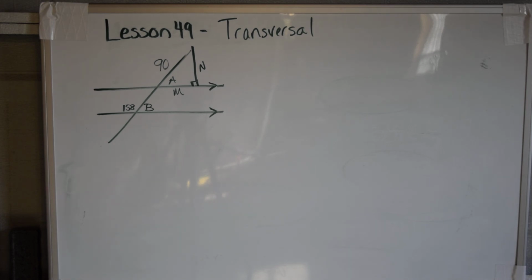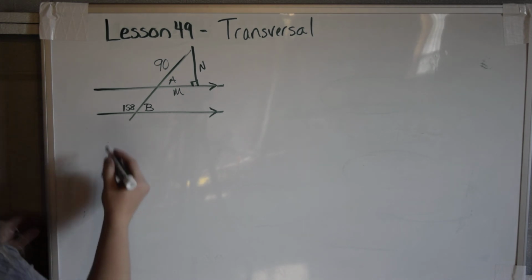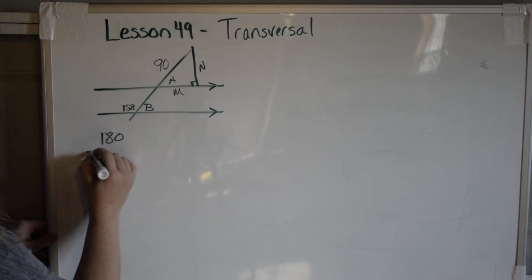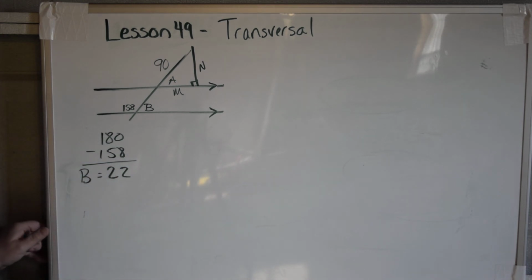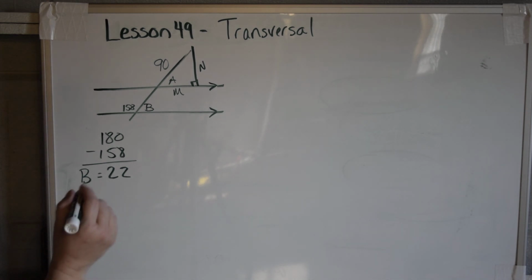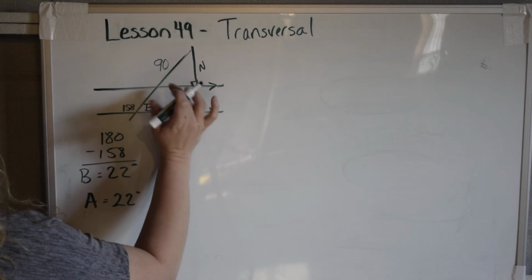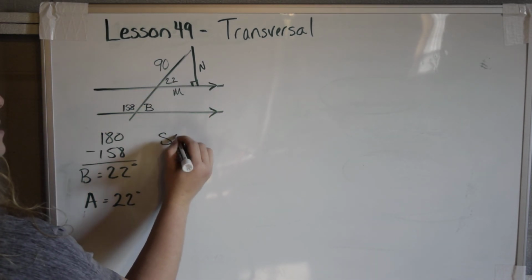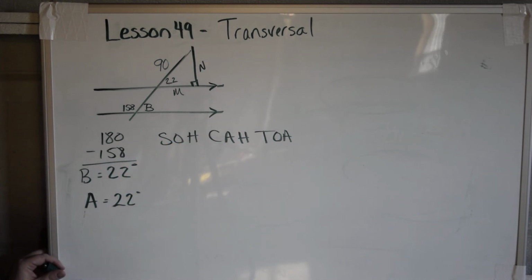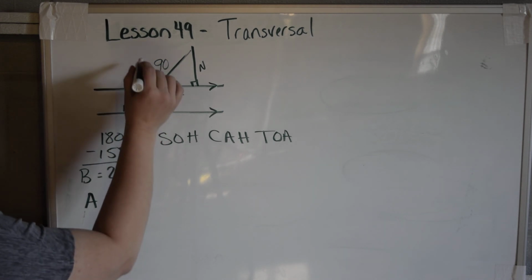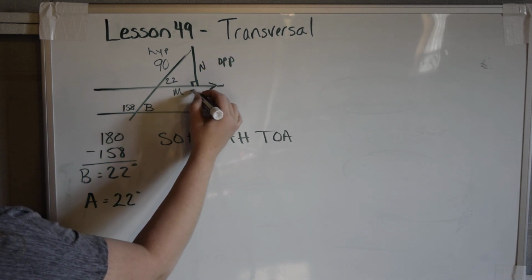We'll start just like we did in the previous problem. We're going to find B. And since those are supplementary, we can do 180 minus 158. It's 22. And because B is 22 and A and B are congruent, A is also 22 degrees. All right. We'll write out SOHCAHTOA to help us remember. And then we'll label our sides. 90 is the hypotenuse. N is opposite. And M is adjacent.